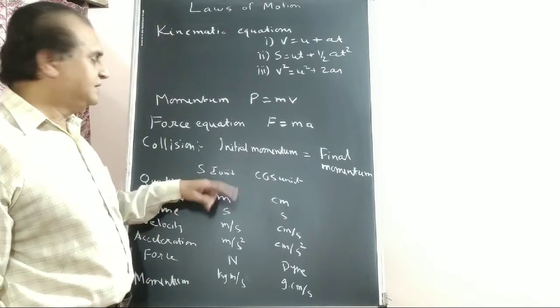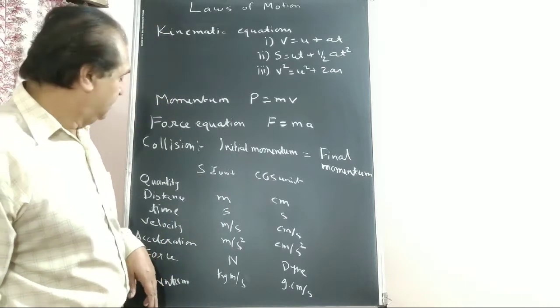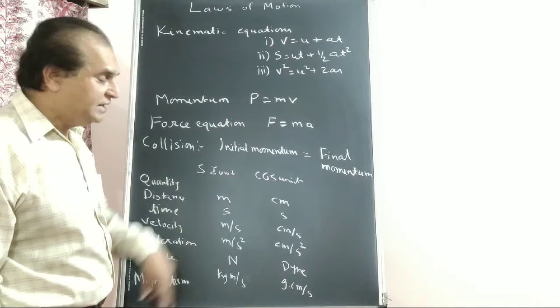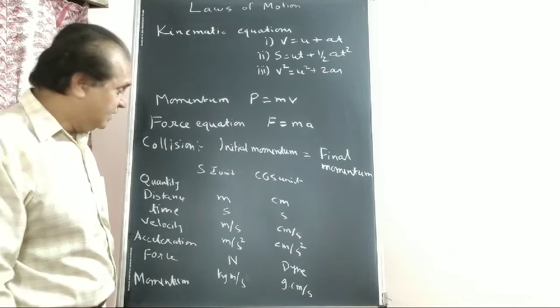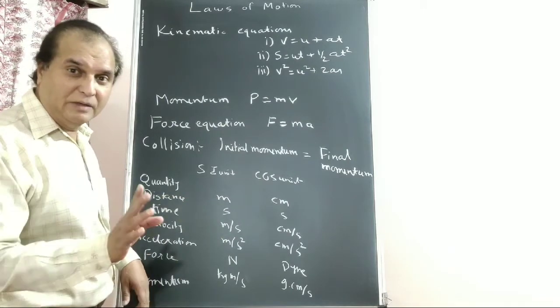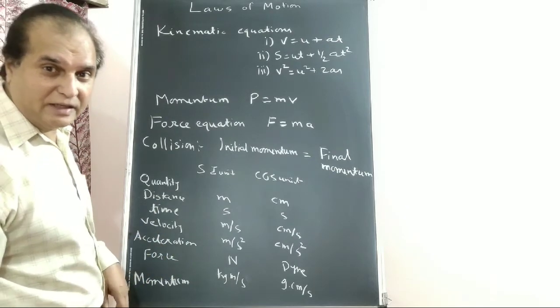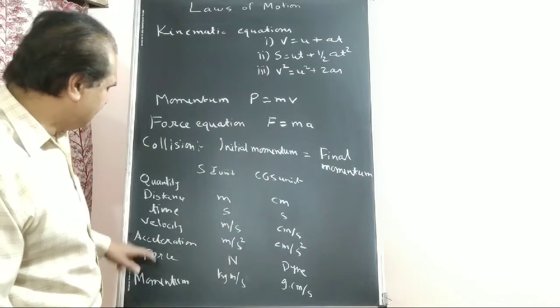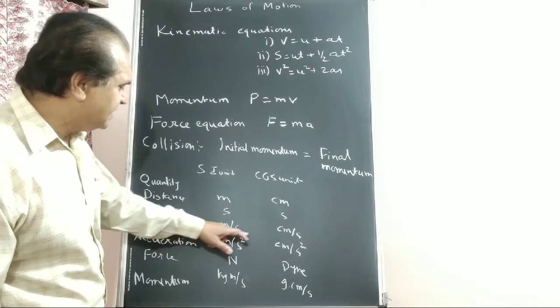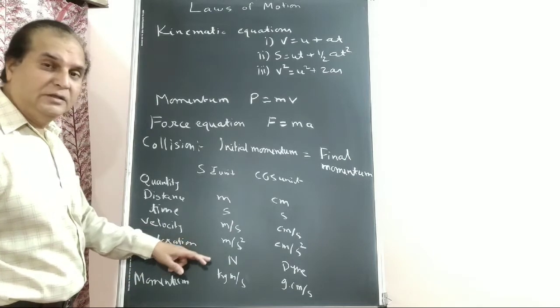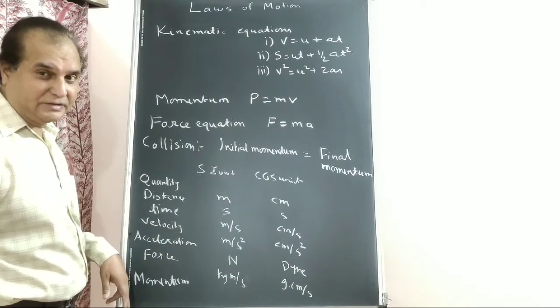Whether a sum is assigned in CGS units, you must know. For distance, the SI unit is meter and the CGS unit is centimeter. They come as fill in the blanks also. Time is in second; if a sum comes in minutes, change it to second. Velocity is meter per second, centimeter per second. Acceleration is meter per second square, centimeter per second square. Force is Newton, which means kg meter per second square.